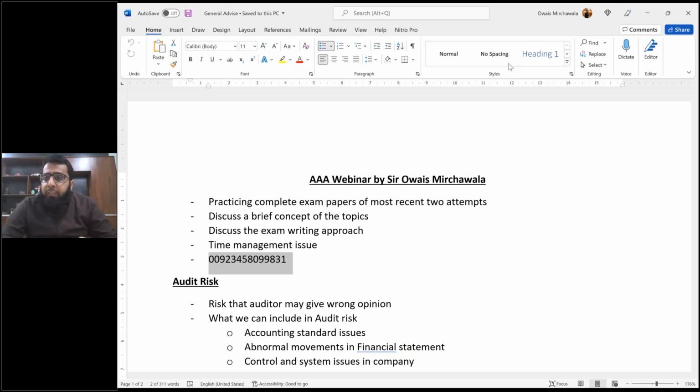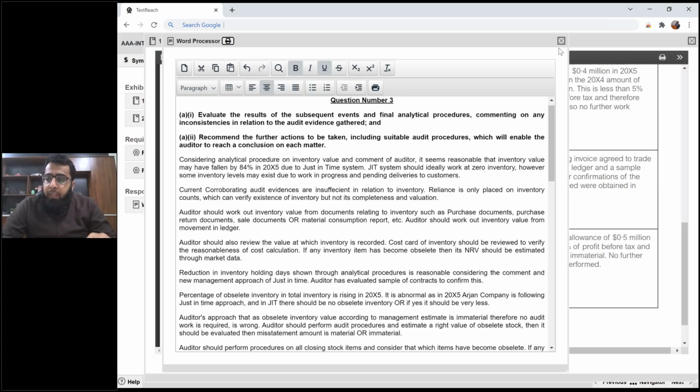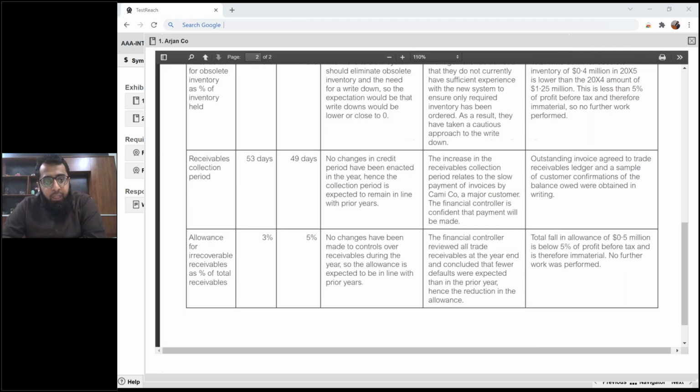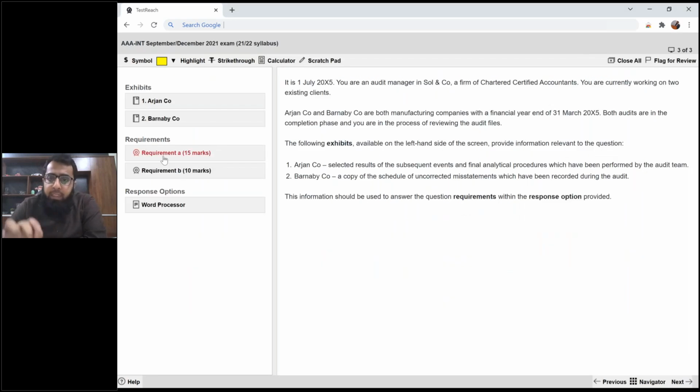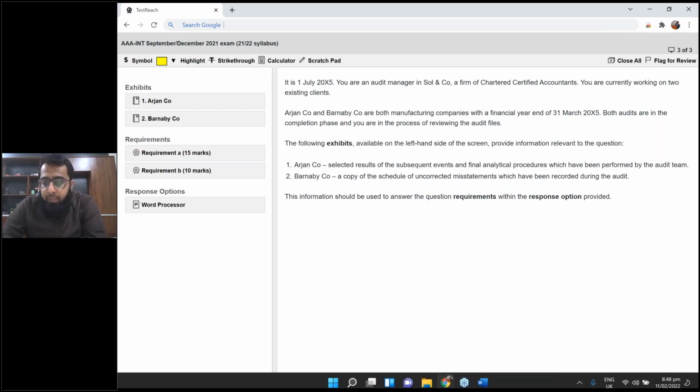If I look at this complete paper, I would say that there were a few parts which were a bit difficult. But let's look at which were those parts, in which there was some difficulty. I would say that the AirGen company requirement part A was a bit difficult, 15 marks. Requirement B in this question was very easy.